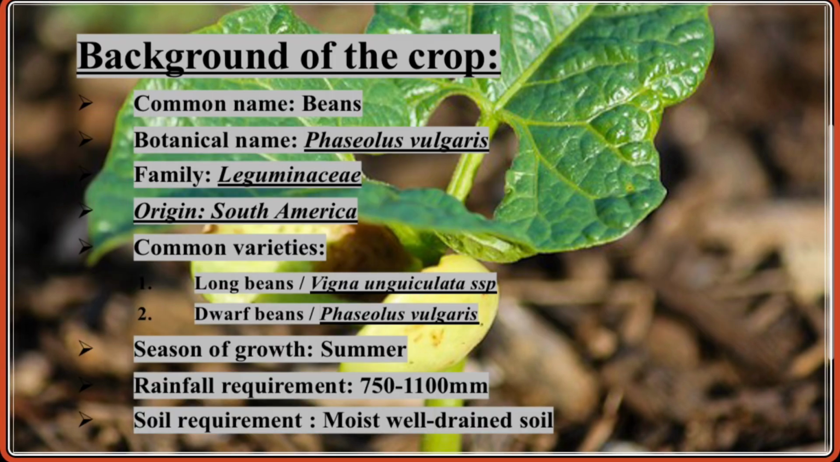Background of our chosen crop, beans, scientifically known as Phaseolus vulgaris. It is part of the Leguminosae family and it originated from South America. Some of the common varieties are long beans and dwarf beans. They thrive during the summertime, requiring about 750 to 1,100 millimeters of rainfall, and they prefer a moist, well-drained soil.